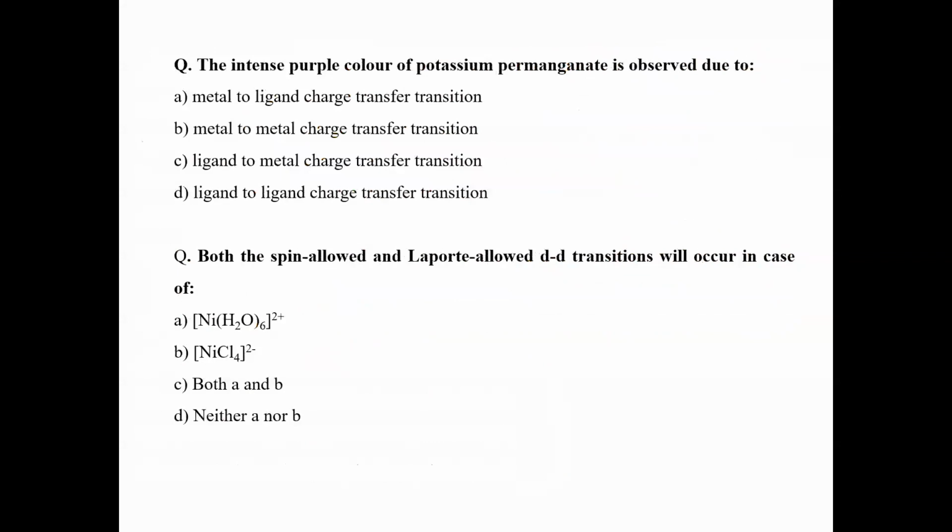So moving to the next two, the intense purple color of potassium permanganate is observed due to which transition: metal to ligand charge transfer, metal to metal, ligand to metal, or ligand to ligand? And the next one, both the spin allowed and Laporte allowed d-d transition will occur in case of which complex. Here are two complexes. You have to just identify which transition will be spin allowed and Laporte allowed, right? So the first one is an octahedral complex and the second one is tetrahedral.